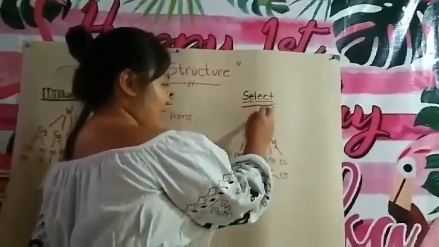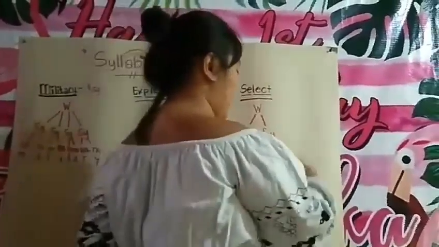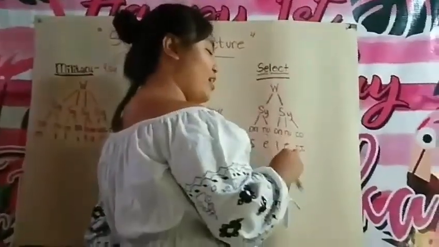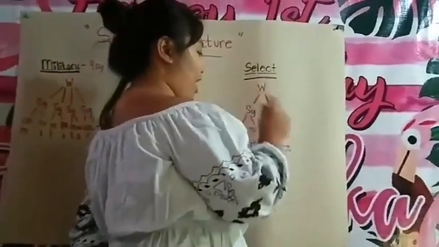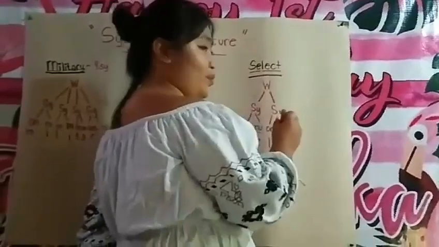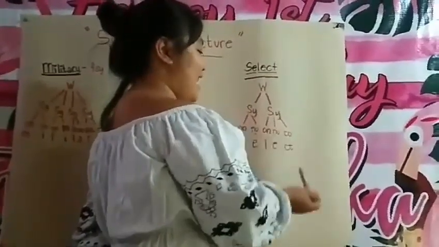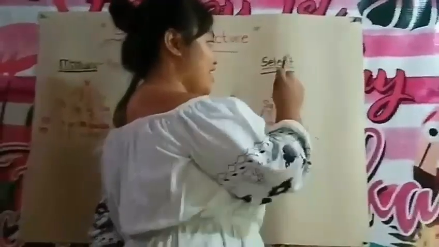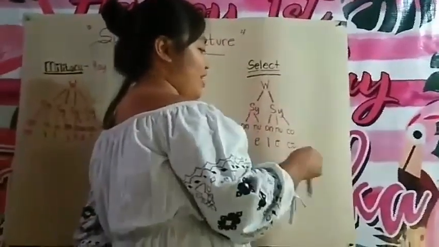So since lect is another syllable, we're going to proceed here. L is a consonant, so that will be an onset again. E is a vowel, so that will be a nucleus. And lastly, CT is the last letters in the word, and those are consonants, so that will be a coda.